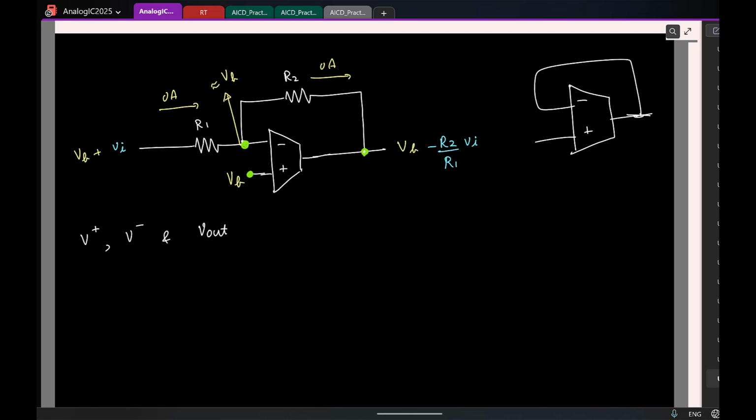And even here, if you make the following observation, because I know this is going to be used in negative feedback, what can I say about the inverting and non-inverting terminals?